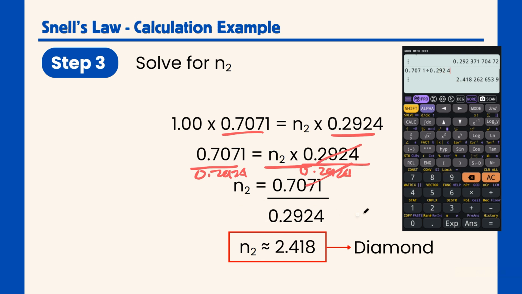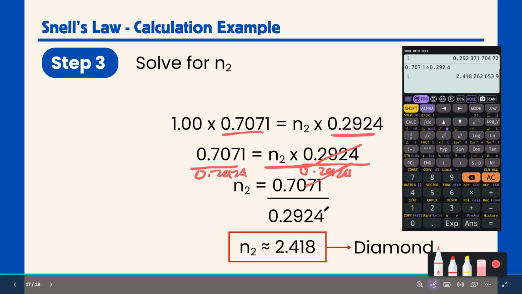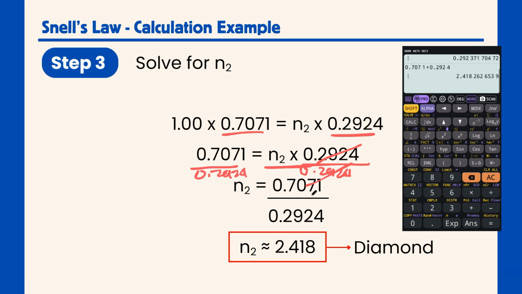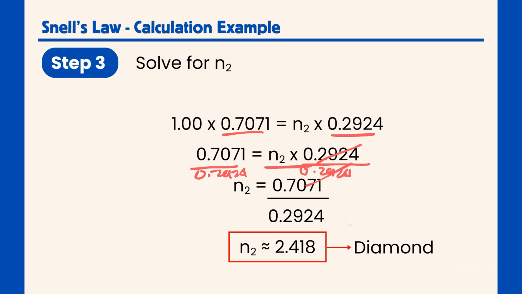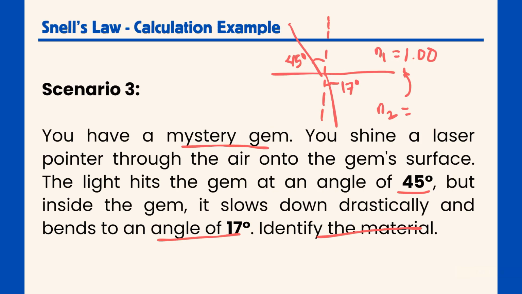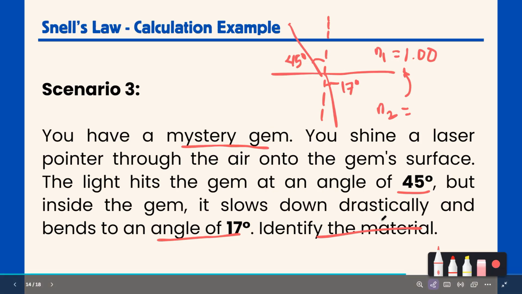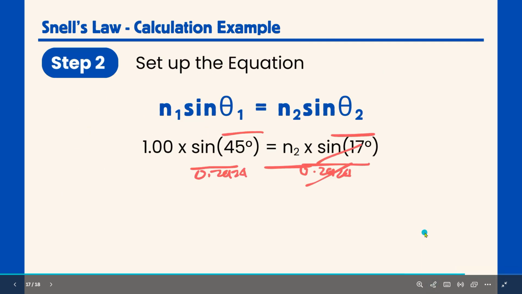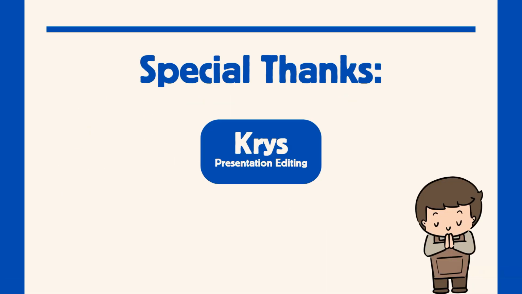So that's why our value for N2, ang ato index of refraction sa ato second material, is 2.418, which is approximately the same sa index of refraction sa diamond. Therefore, our material in scenario 3 is diamond. And that would be all for my discussion about Snell's law.